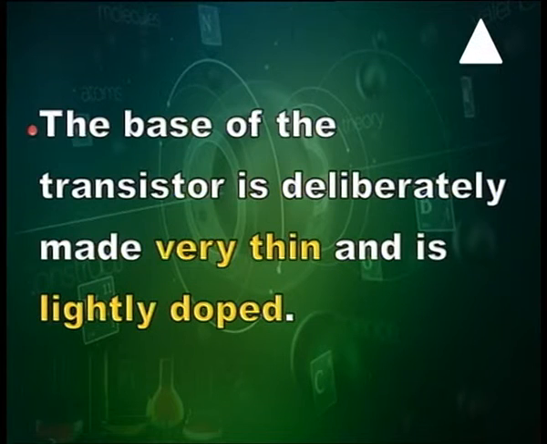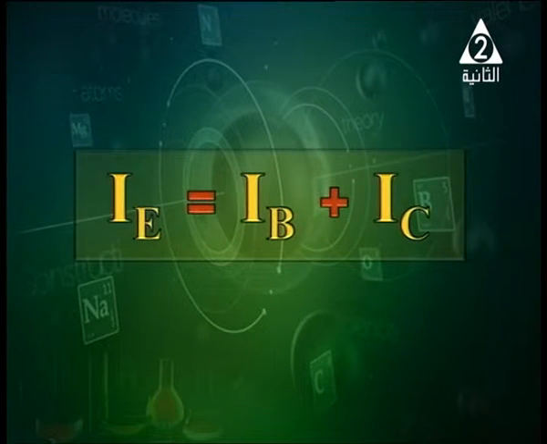The base of the transistor is deliberately made very thin and is lightly doped. Let me say it again. Base is very thin and lightly doped. The rule here: emitter current equals base current plus collector current. You'll note that emitter current is equal to base current plus the collector current.